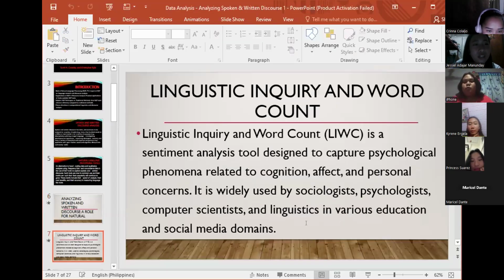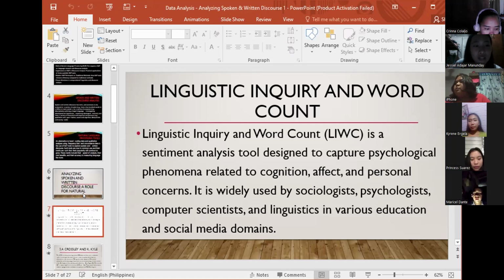Analyzing spoken and written discourse, a role for natural language processing. So we have Linguistic Inquiry and Word Count, or LIWC. LIWC is a sentiment analysis tool designed to capture psychological phenomena related to cognition, affect, and personal concern that is widely used by sociologists and computer scientists, and also linguists in various education and social media domains.